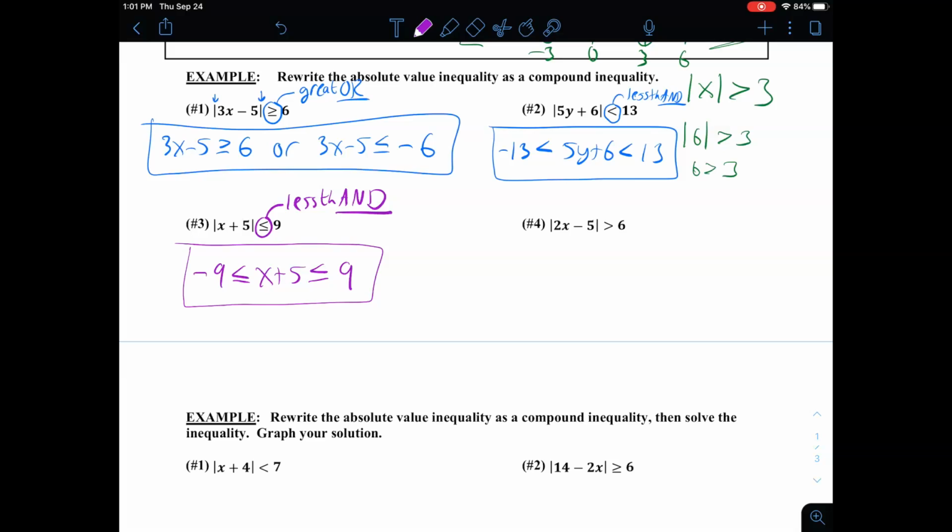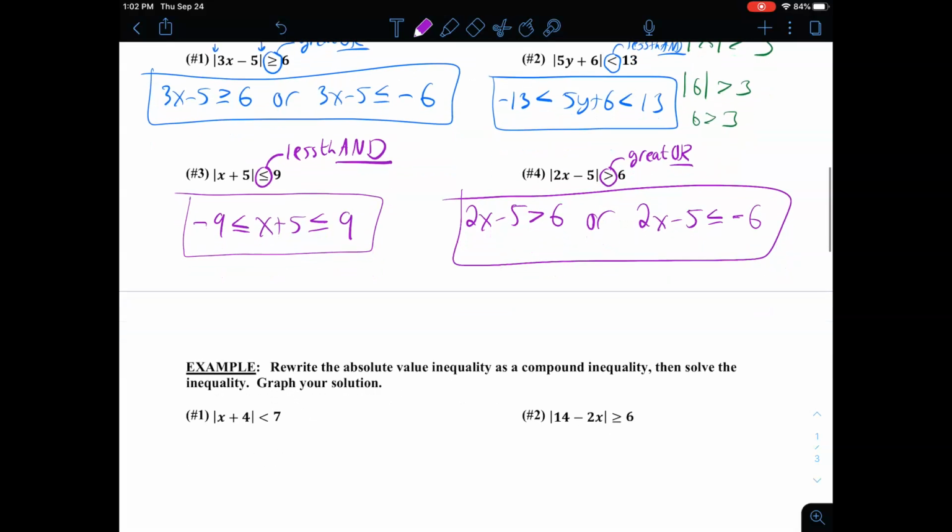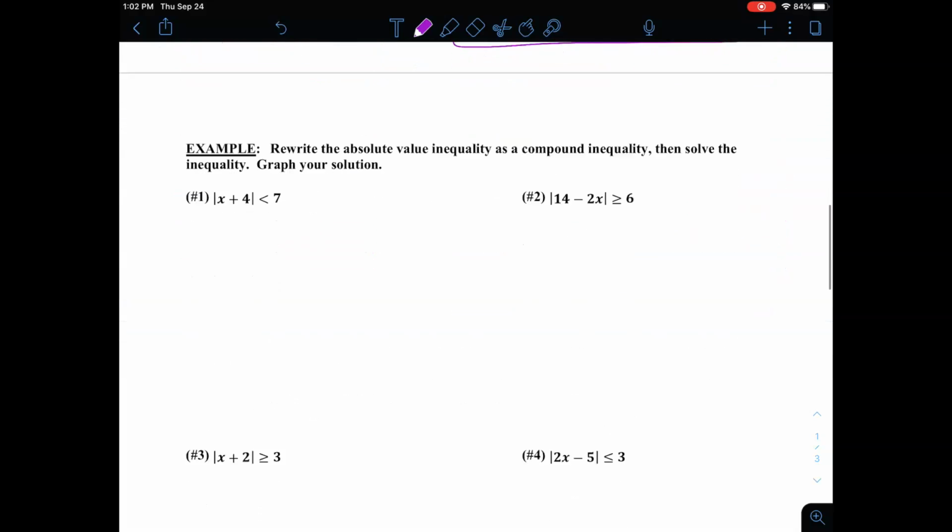We have the absolute value of 2x minus 5 is greater than 6. So we have a greater than. So we're going to do an OR statement. We're going to do 2x minus 5 is greater than 6, or 2x minus 5 is less than or equal to -6. Okay, so we flip this sign to 6 and -6. And there we go. There's our new equations, or new inequalities, I should say.